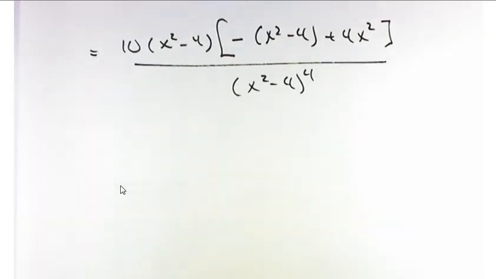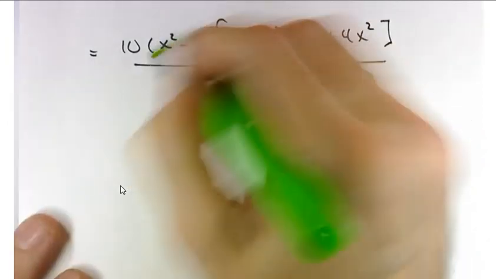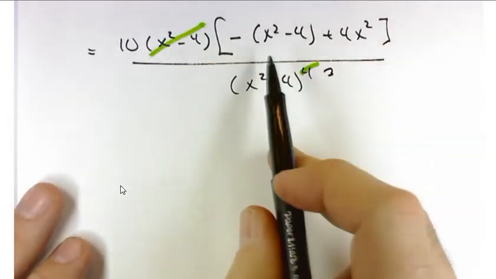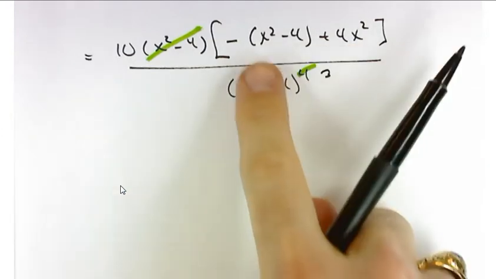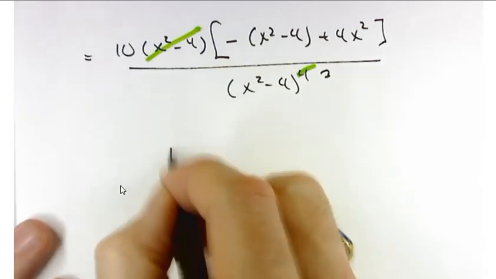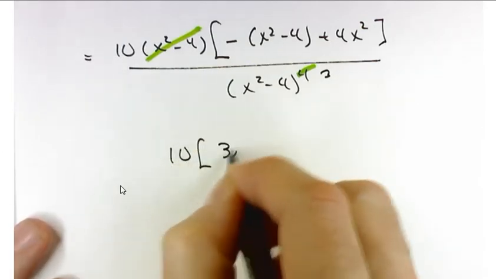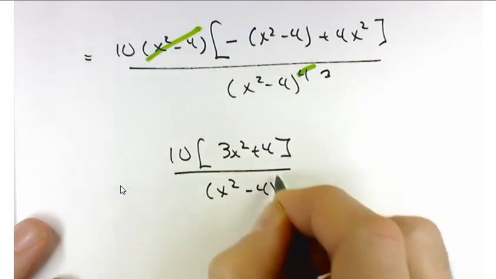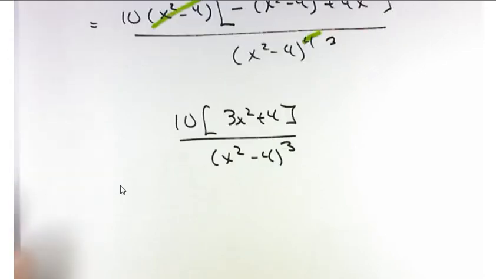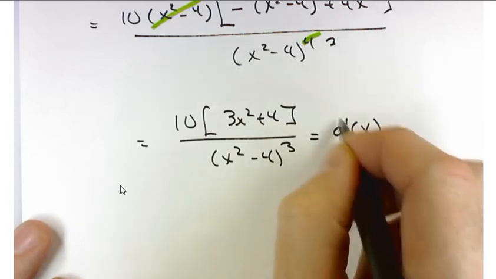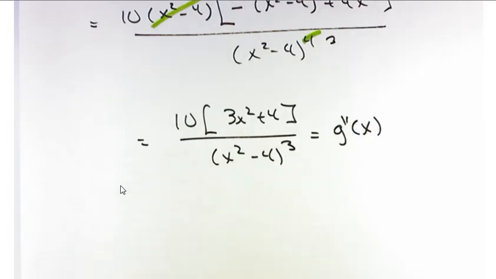There's a couple things that we can clean up and should clean up. This will cancel with one of these, so it'll leave me with a cube in the denominator. I've got like terms in the numerator, so minus x squared and 4x squared are going to give me 3x squared. So overall, 10 times 3x squared plus 4 over x squared minus 4 cubed. Whew. Get out the oxygen bottle, right? All right. So that's the second derivative of our function.